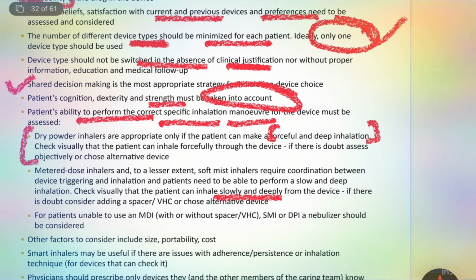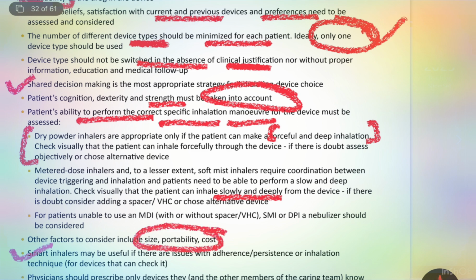If there is doubt, consider adding a spacer or VHC, or choose an alternate device. If the patient is not able to use an MDI, then we should add a spacer. For a patient unable to use an MDI with or without a spacer or VHC, an SMI, DPI or nebulizer should be considered. Then they are telling other factors to be considered, like size, portability, and cost of the inhaler.